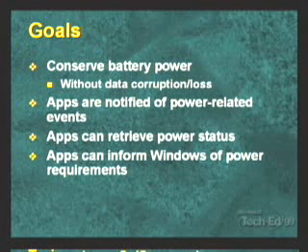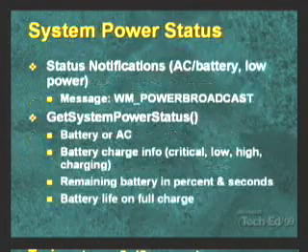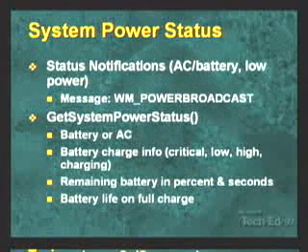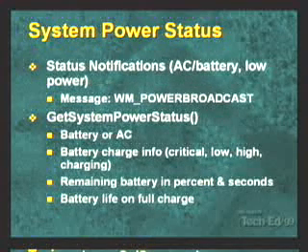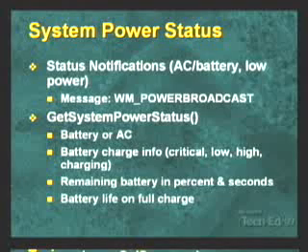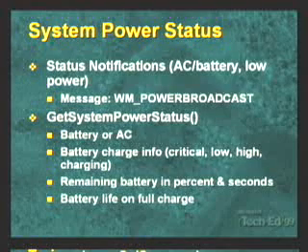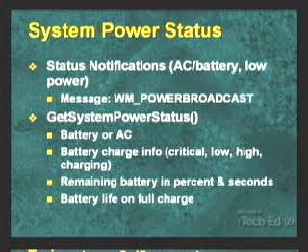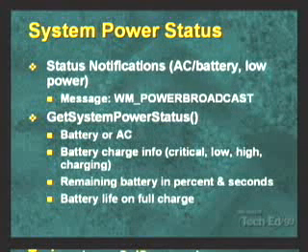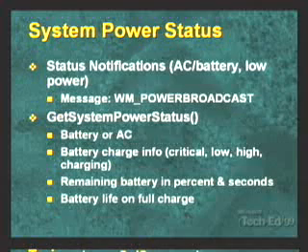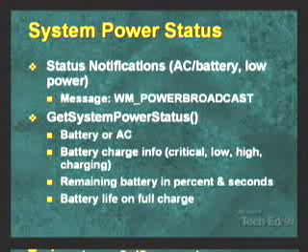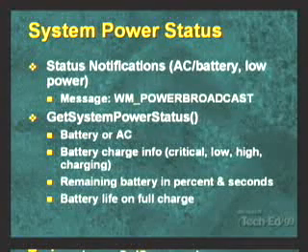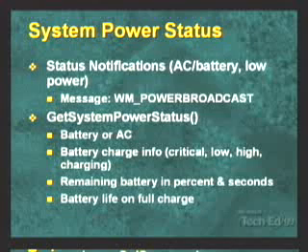And I'll give some examples of this as I go along. So first, there's how you get notifications, or what type of notifications you get. When the user is running on battery power or switches from battery power to AC power, a notification is broadcast to all the top-level windows. It's a WM_POWERBROADCAST window message that gets sent around, and that lets you know that the user has changed states.